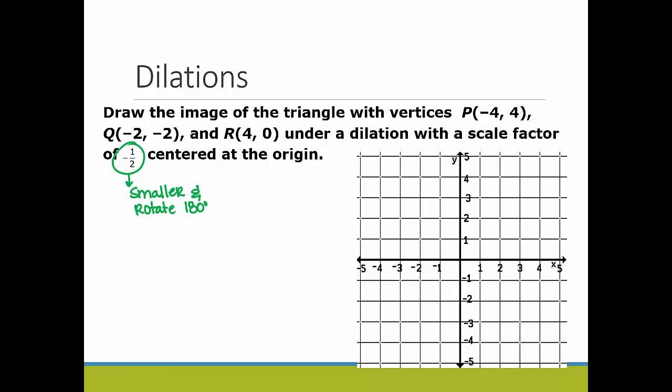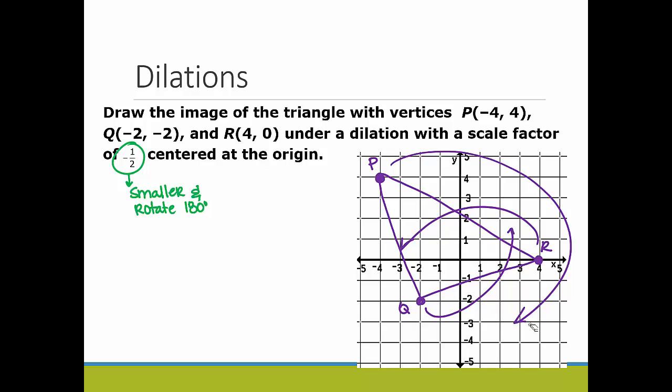I'm going to start at -4, 4. There's P. Q is at -2, -2. And R is at 4, 0. This huge triangle here needs to get half the size, and it needs to flip 180 degrees. So I'm looking for P to be somewhere over here, R is going to be somewhere over here, and Q is going to be somewhere over here. Let's make sure that happens when we actually do this.